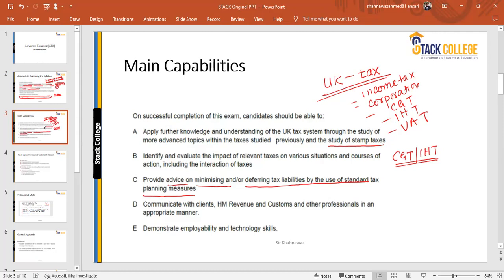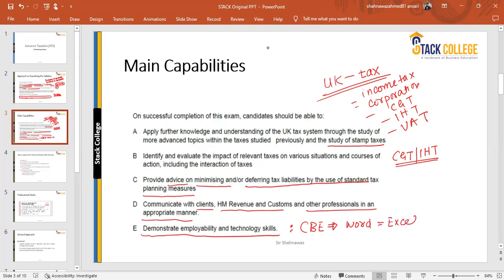Similarly, you have to communicate with your client, with HM Revenue and Customs, the tax authority, and other professionals in an ethical way. I told you that 5 marks are always available for ethics. And at the end, you have to demonstrate employability and technology skills. Now, this is a CBE exam, so you will be given Word and Excel for calculation. You have to use these two tools, and these are mandatory now.